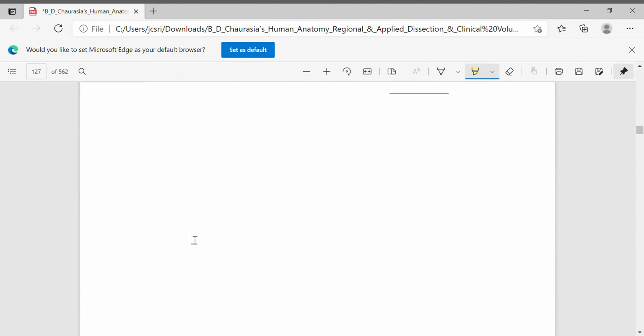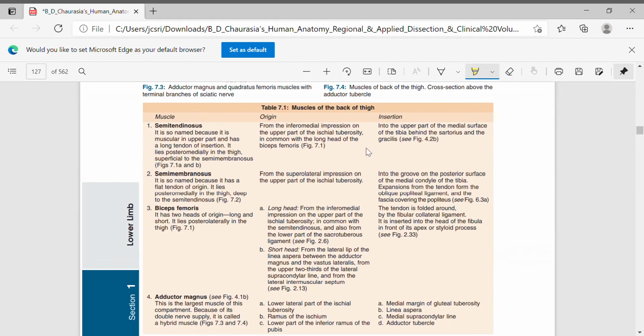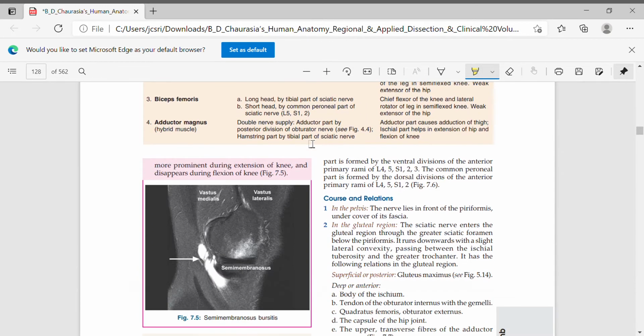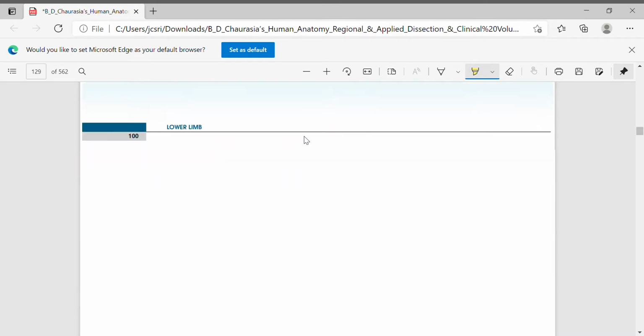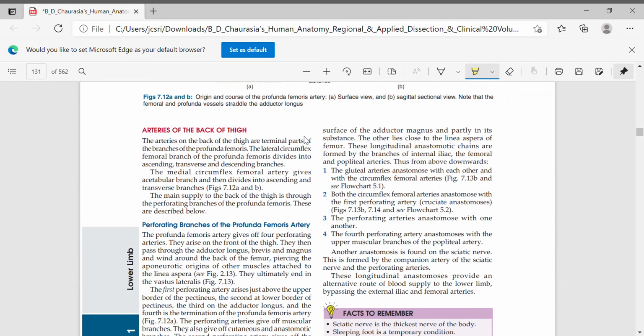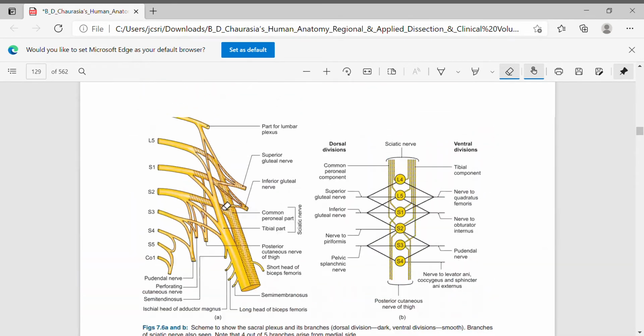Here you come across semitendinosus, where you have nerve supplies alone. A lot of nerve supply has been given so far, but you have to know the blood supply of this. If you see our profunda femoris, the arteries on the back of the thigh are supplied by the terminal branches of the profunda femoris artery. So the profunda femoris artery is the artery at the back of the thigh region.